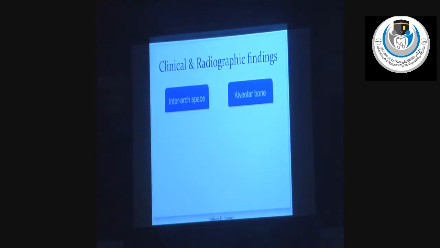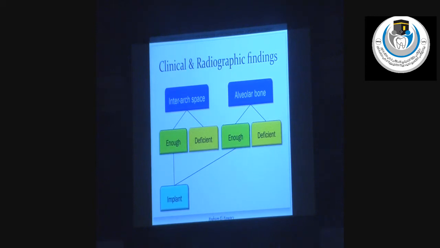It was determined whether this might be either enough for fixture installation or deficient. In case of sufficient bone, both the interarch space and the available alveolar bone sufficient, the fixture can be installed without any other surgical intervention. In case of sufficient interarch space and deficient available alveolar bone, sinus lifting was indicated, which is elevating the sinus membrane floor by raising the sinus lining, then grafting this created surgical space in order to increase the amount of the available alveolar bone after complete healing.